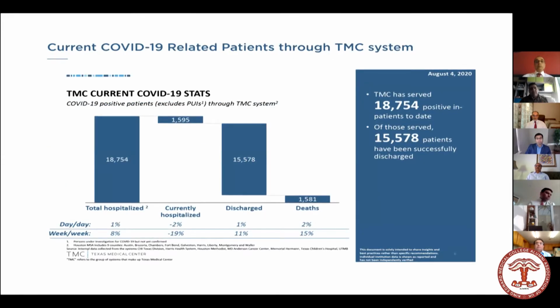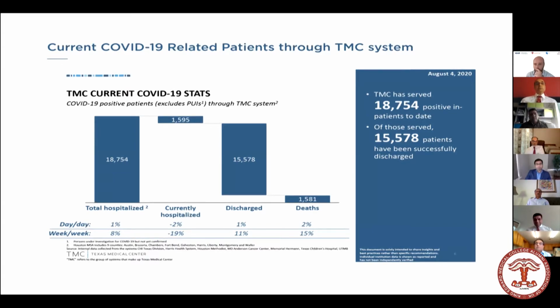We have seen about 18,700 cases so far, and currently about 1,600 are still hospitalized. We have discharged about 15,000 cases, and our mortality was about 8%, and our vent mortality ranged between 25 to 35% in different hospitals. We were the center for almost all the trials, whether it's vaccination, Remdesivir, Covecta, and multiple others which are ongoing.